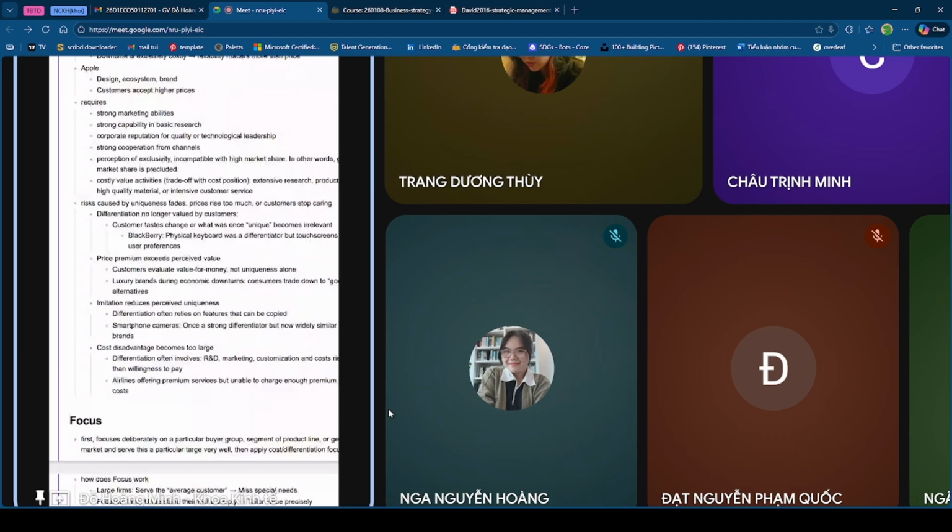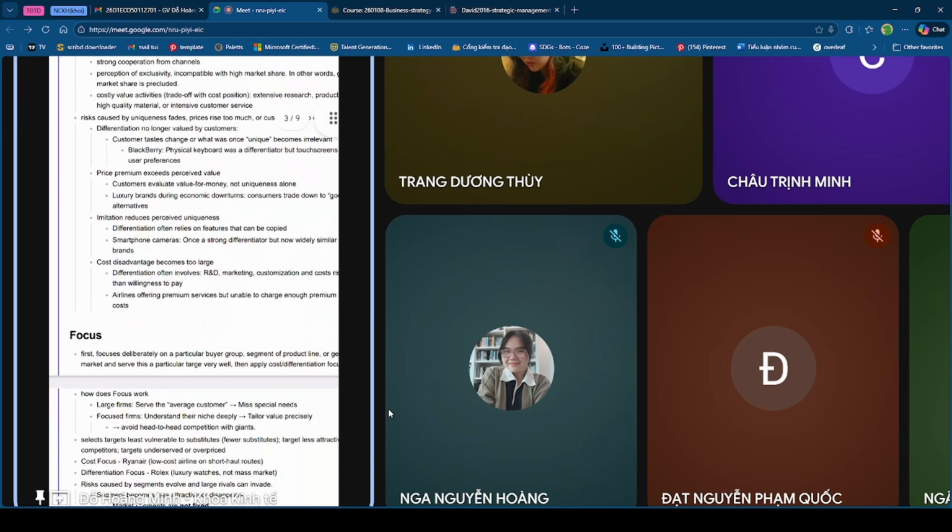And the next is your competitors can also copy your unique features. So when they successfully copy, your product is identical to their product. There's no differentiation anymore. And the last one is, you have to compete against the firm with the cost advantage.